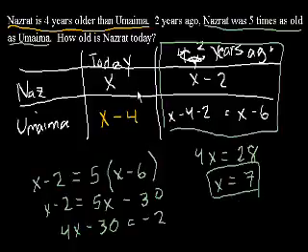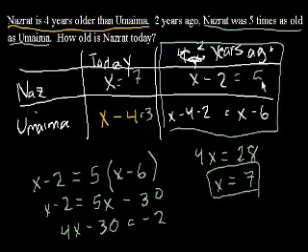And does this make sense? Well, if Nusrat today is 7 years old, then Umama today is going to be 3 years old, and that makes sense because there's a 4-year difference. 2 years ago, Nusrat was 5 years old, and 2 years ago, Umama was only 1 year old, right? Because X minus 6. So it makes sense. Nusrat is 7, Umama is 3 right now. 2 years ago, Nusrat was 5 and Umama was 1. So it all works out.